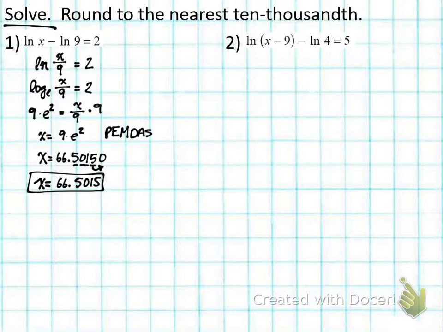And I used PEMDAS on my calculator for order of operations. We know that there aren't any parentheses, but exponents are next, so I typed into my calculator e squared first, and I took the answer to multiply by 9. Okay, you do not want to write 9 times e and then square that. Okay, that would be wrong. Does that make sense? Okay, and that's your answer. Watch me do number 2.